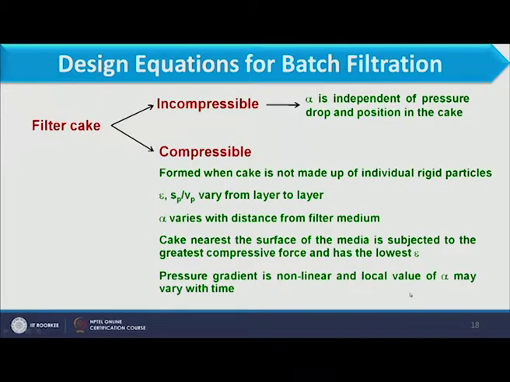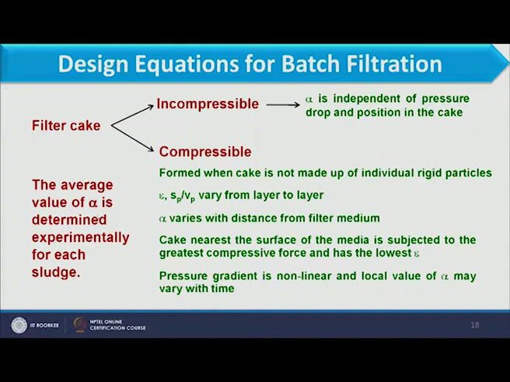Pressure gradient is not linear, and the local value of alpha may vary with time. So all these factors are considered when we are defining compressible cake, and the average value of alpha is determined experimentally for each sludge. So here you see, for compressibility and for incompressibility, alpha can be defined, but for compressible cake, determination of alpha value will be more difficult in comparison to incompressible cake.